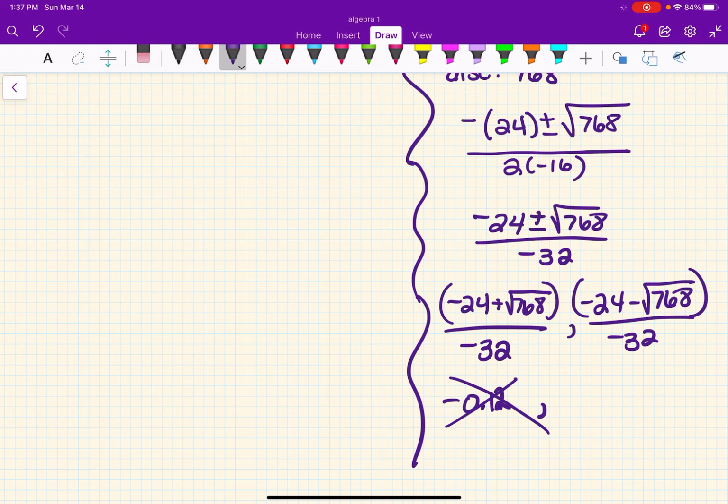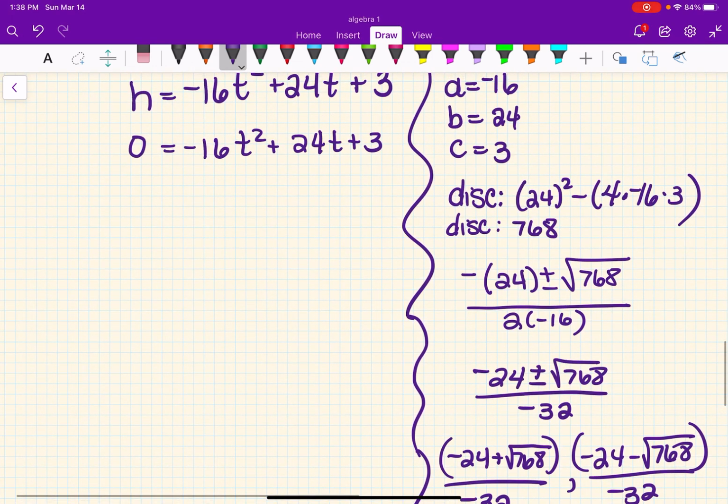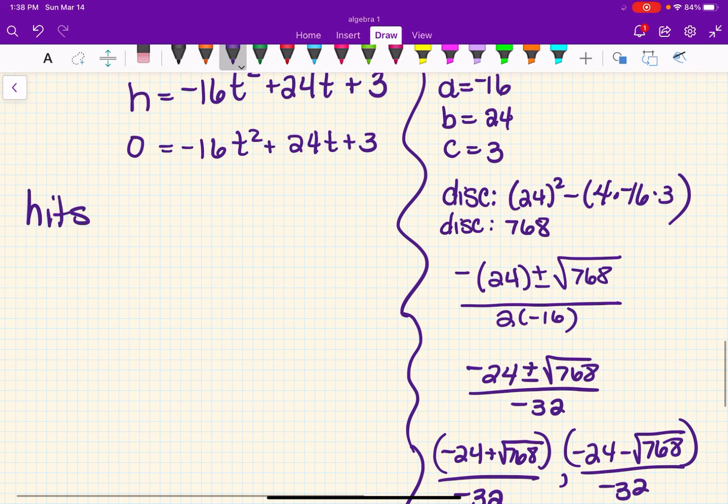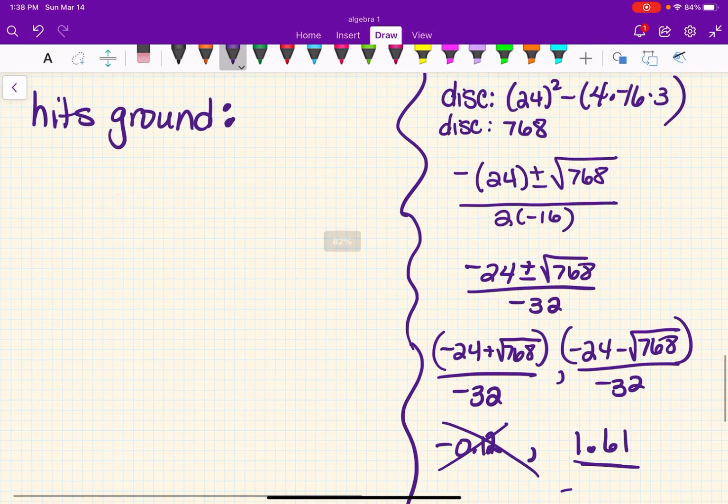And we get 1.61 seconds. So we know that's when it hit the ground. It went up very quickly, and it came back down pretty quick. It wasn't like the ball that we threw. This one goes up and comes down in less than 2 seconds. So we know this is when it hits the ground. That's my first question. It's the solution. We have two solutions, but in this case, we don't care about the first one. We only care about when it hits the ground. So 1.61 seconds.